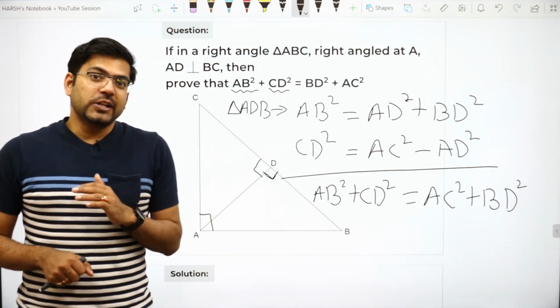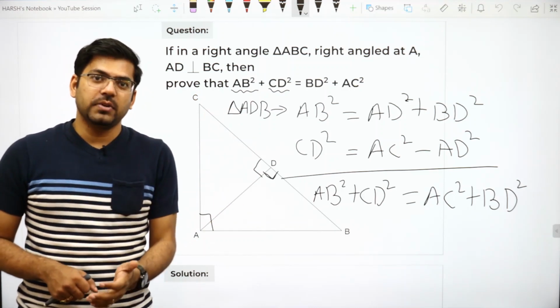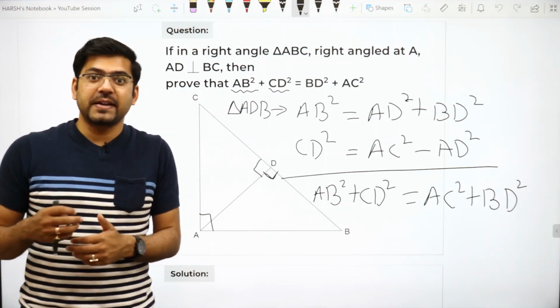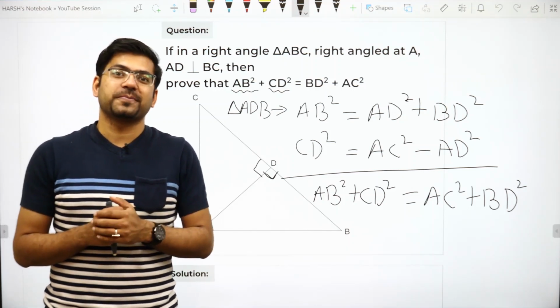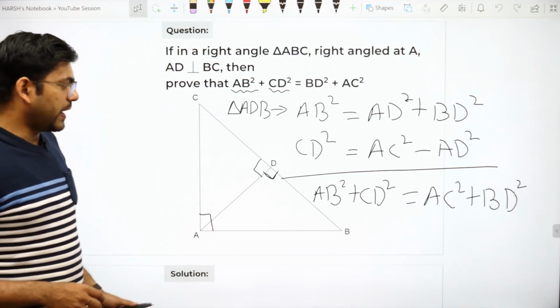So that I can tell you how you can also think like this and save your steps, save your time, and hence you can get some extra edge in your examination. So if you are able to understand this, we will move on to next question.